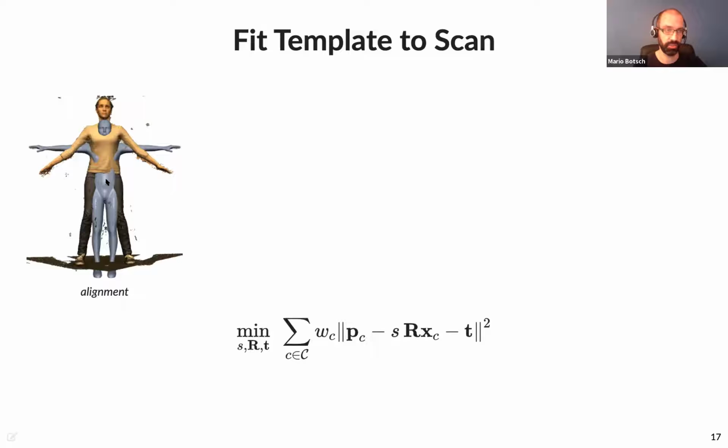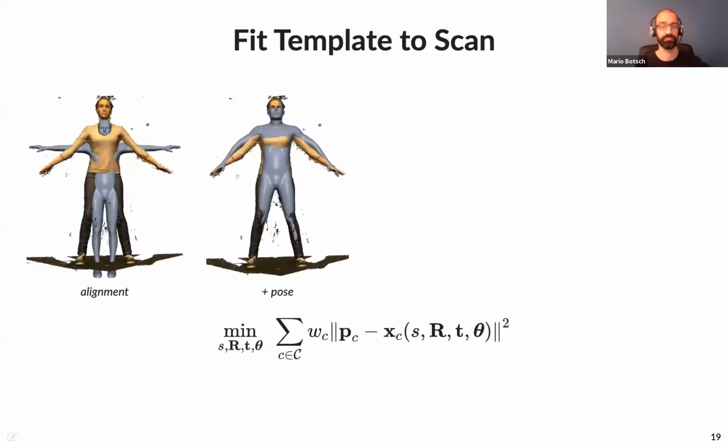And it doesn't get better because the pose obviously is off. So let me write this in a slightly different way, where we have X, the point on the model, which depends on scale, rotation, and translation. Now, in order to get more accurate, we also have to adjust the pose. Basically meaning we have joint angles theta that we now also adjust. So this turns this into an inverse kinematics problem, a nonlinear least squares problem that we solve.